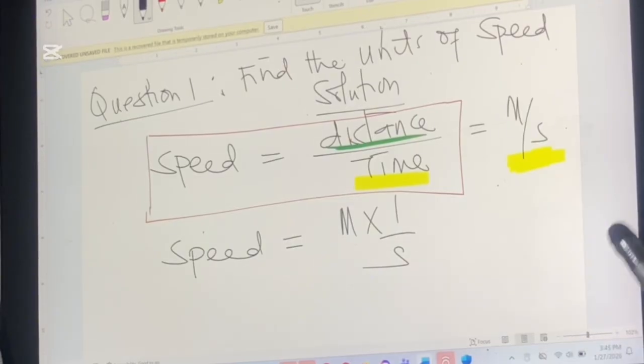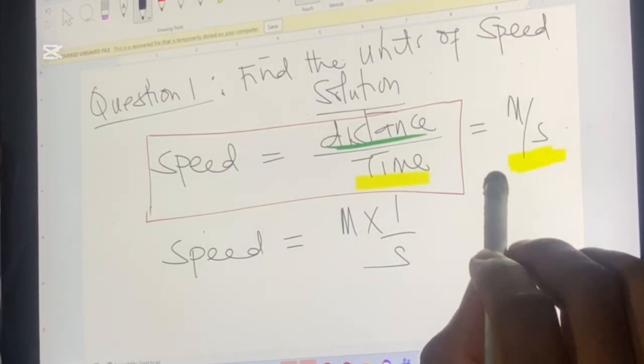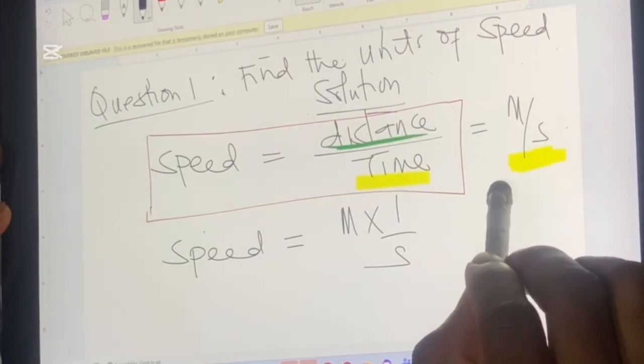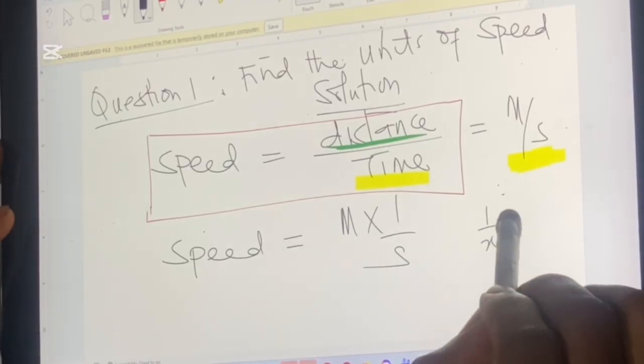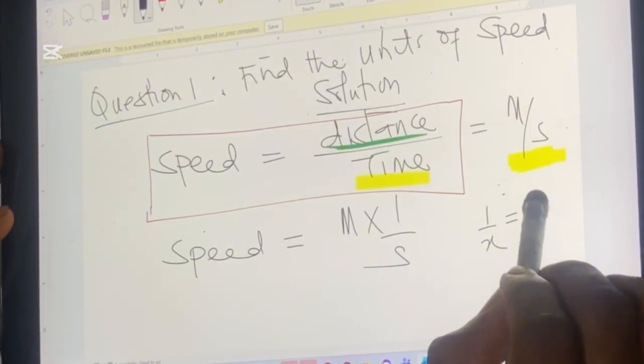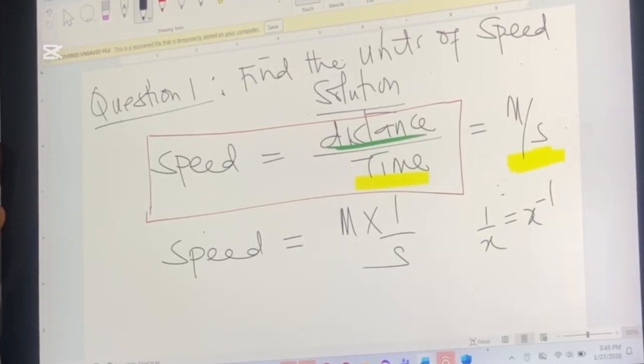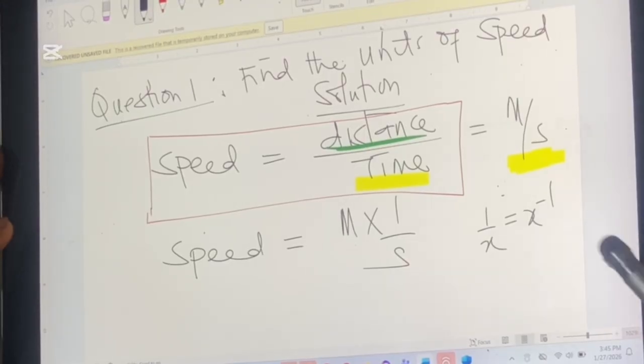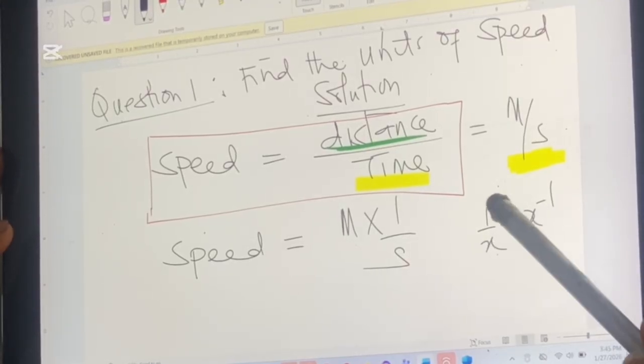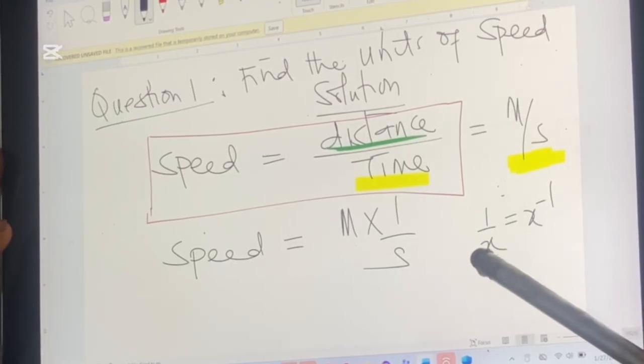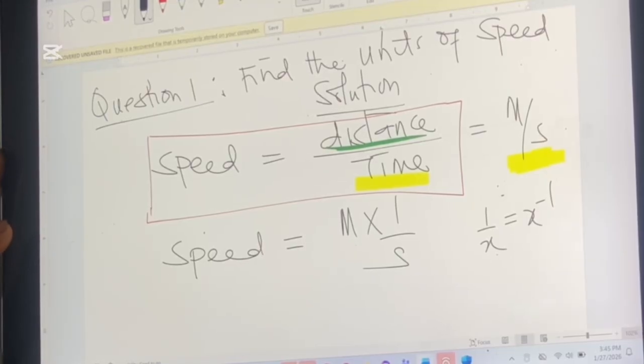So there's a law in indices that 1 over s is the same as s raised to power minus 1. What does it mean here? It means that whenever you are taking anything from denominator to numerator, the sign of the power will change.